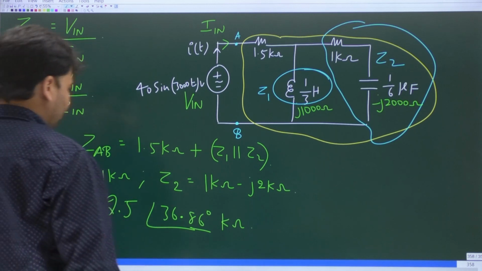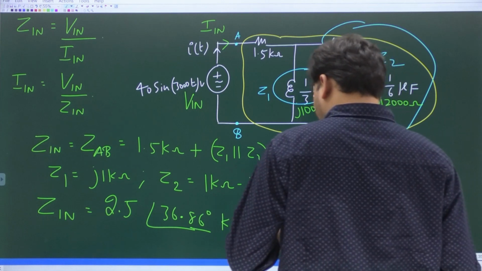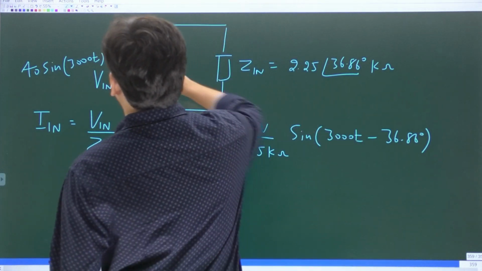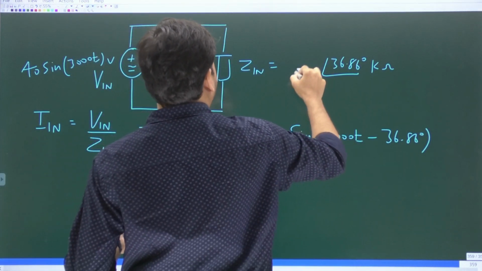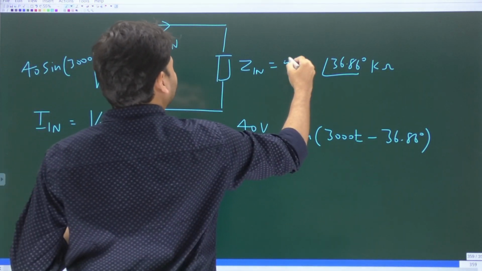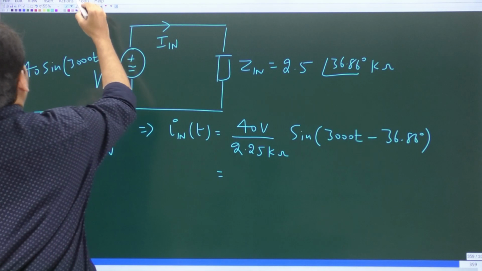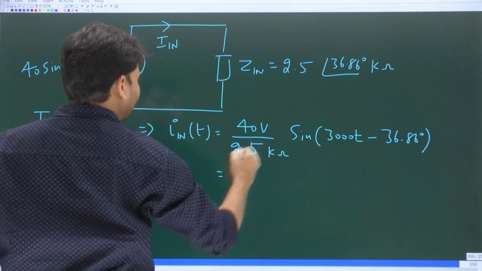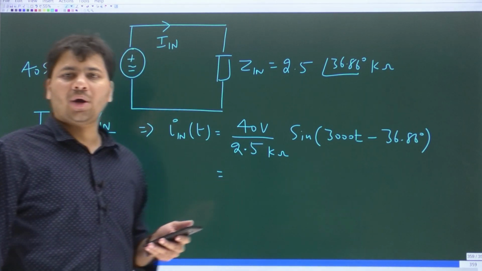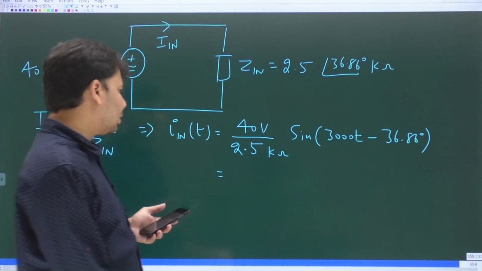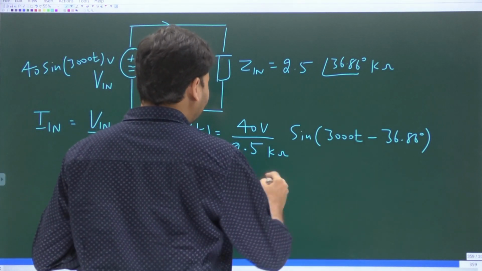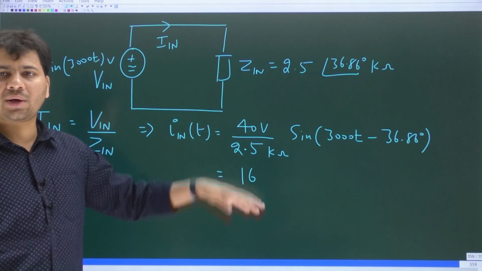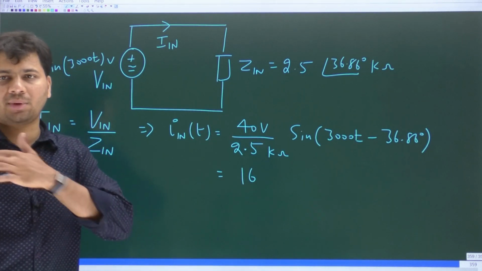So it is 2.5 kilo ohms at an angle 36.86 degrees. Okay, cool. So here also we should change it to 2.5. Even here it becomes 2.5. Again, what is 40 by 2.5? It must be 16, correct? What about the units for the resulting current? Look at the current expression, volts divided by kilo ohms. The current must be in milliamps, right?